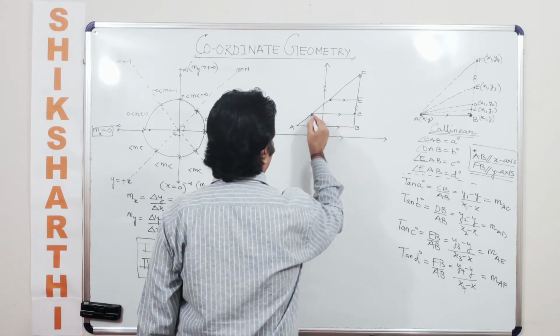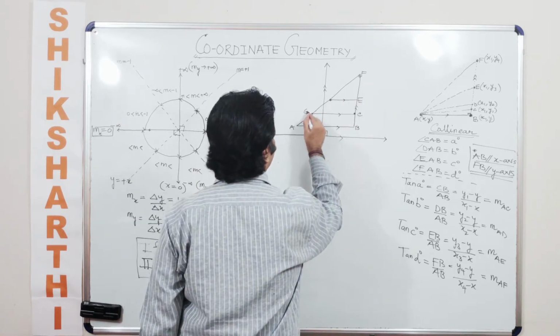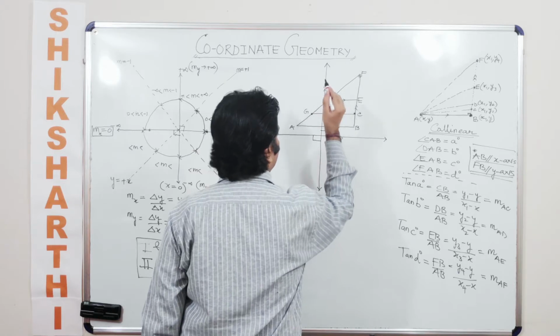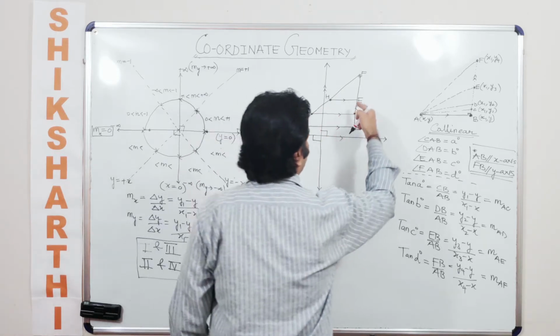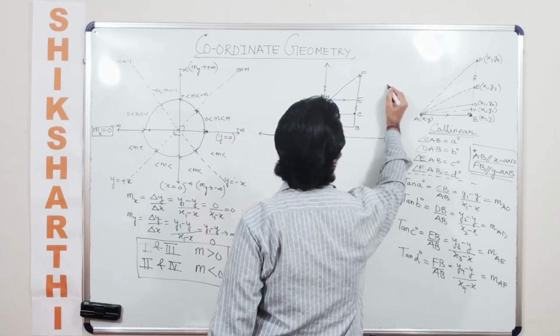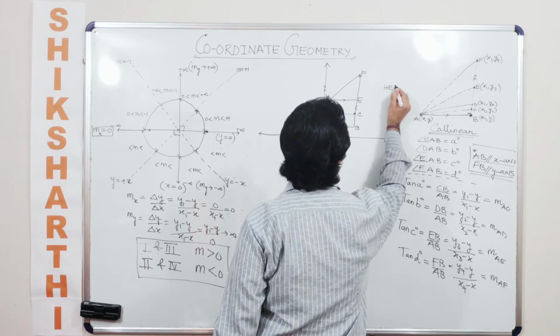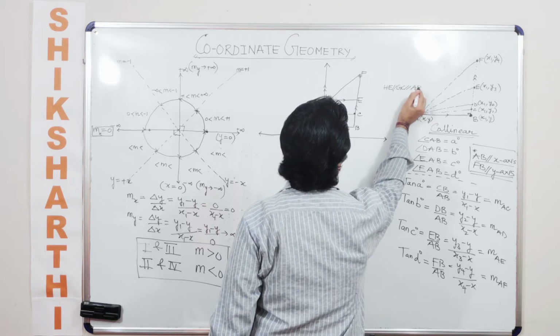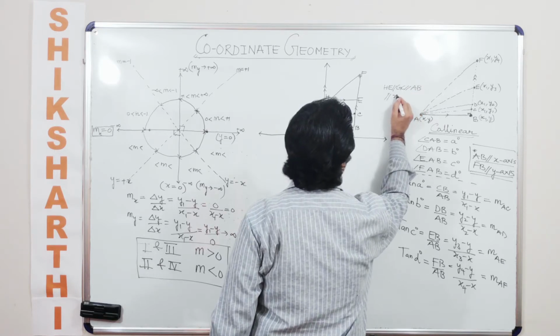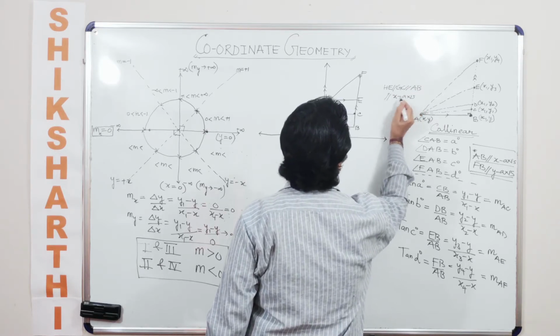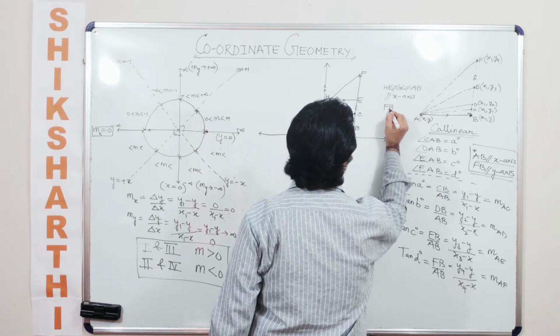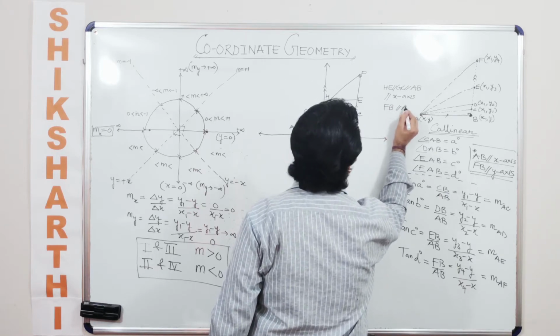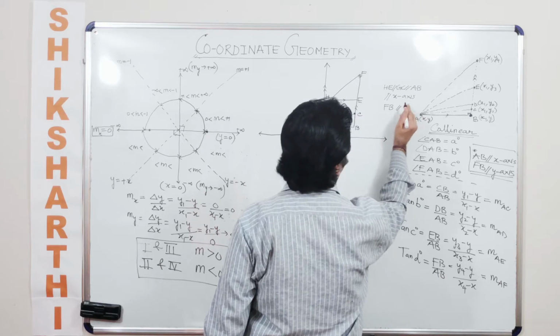Let me take these values. So let's say this point is G, this point is H. So the only assumption that I have made here is that HE is parallel to GC is parallel to AB is parallel to the x-axis, and the line FB is parallel to the line which is the y-axis.